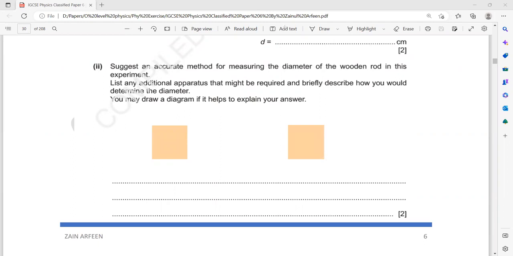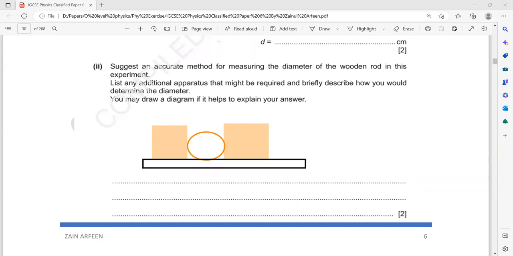Or you have only one rod here. You don't have the pair. You have only one rod. So you can place the rod between the rectangular blocks, and measure and calculate the difference of the length from the edges of the wooden blocks which are near to the rod. So we can measure the values and calculate the difference between the two values to get the diameter.